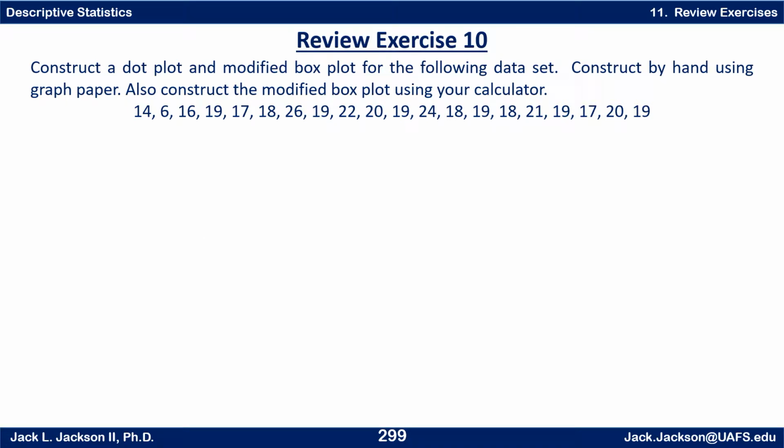Exercise 10. Construct a dot plot and a modified box plot for the following data set. Construct this by hand using graph paper, and then also construct at least the modified box plot using your calculator. Okay, here's the data set: 14, 6, 16, 19, 17, 18, 26, 19, 22, 20, 19, 24, 18, 19, 18, 21, 19, 17, 20, and 19. Press pause now.